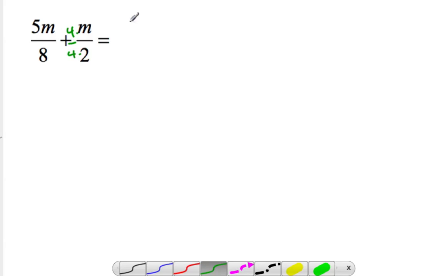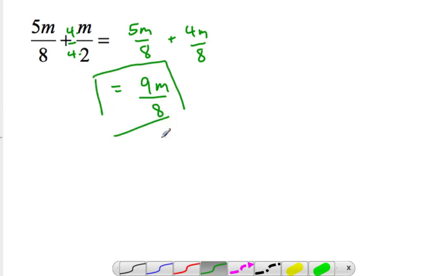So if I multiply, I get 5m over 8, and then plus 4m over 8 as well when I multiply here and here. Adding my fractions, the bottom is the same, and 5m plus 4m gives me 9m. Check my fraction if I can simplify this. 9 over 8 doesn't simplify, so that means I am done.